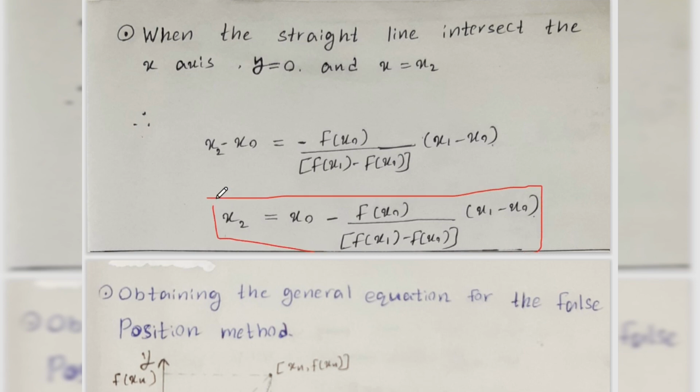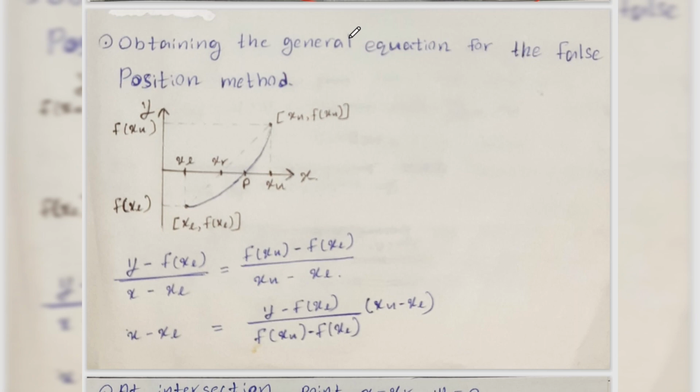Now I am going to take the general equation for the false position, so let's obtain the general equation for the false position method. I use this figure here. This is our function, in between xl and xu. For xl, f(xl) has a negative sign, and for xu, f(xu) has a positive sign. Therefore, our root is between xl and xu. Here xr is the point where the straight line intersects the x-axis. So let's see how to get the general equation for xr.